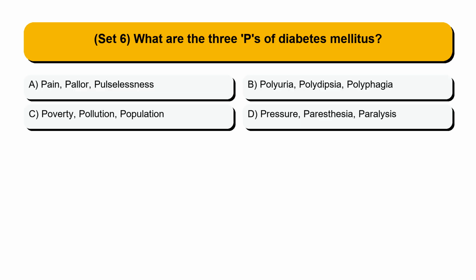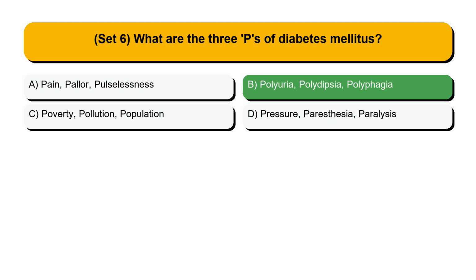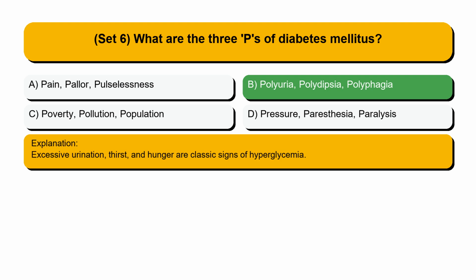Question 6. Set 6. What are the 3 P's of diabetes mellitus? Option A. Pain, pallor, pulselessness. Option B. Polyuria, polydipsia, polyphagia. Option C. Poverty, pollution, population. Option D. Pressure, paresthesia, paralysis. The correct answer is option B. Polyuria, polydipsia, polyphagia. Excessive urination, thirst, and hunger are classic signs of hyperglycemia.